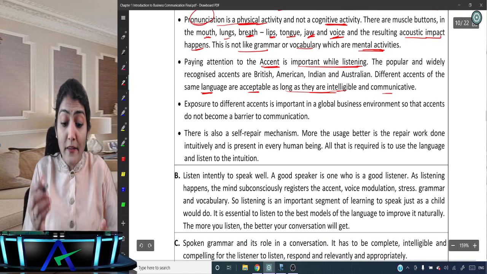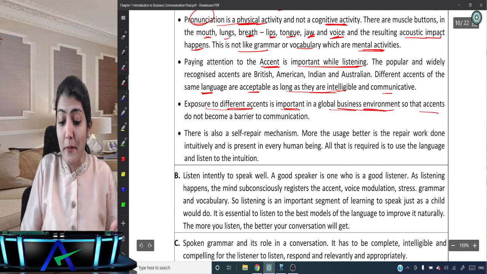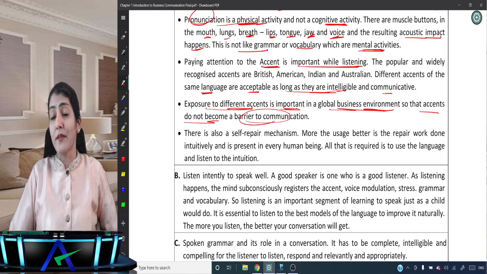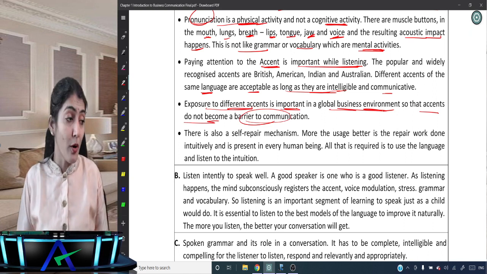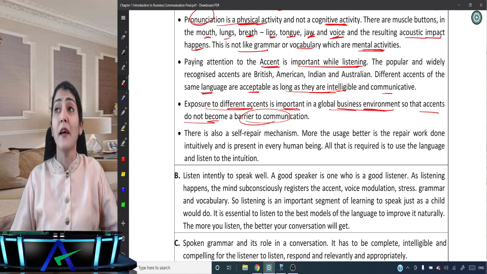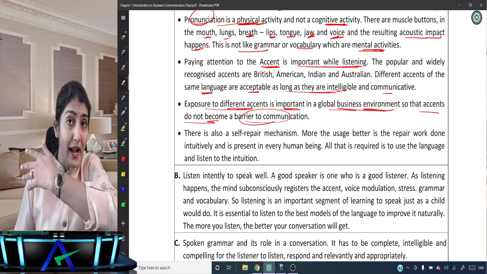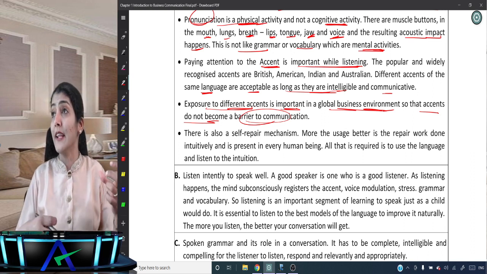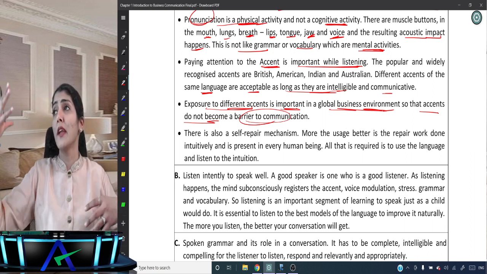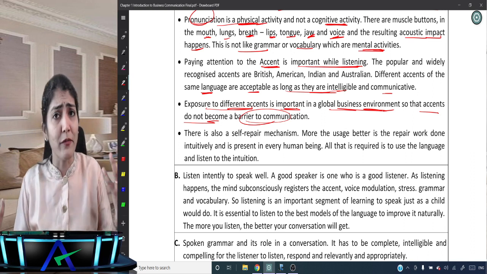Okay, then exposure to different accents is important in a global business environment so that accents do not become a barrier to communication. Nowadays we are living in a global economy, so many of your clients, customers, and suppliers, and many of the contracts you will have, involve a lot of international association, and you are dealing with people from Australia, UK, America, Africa, Spain, UAE, different parts of the world.